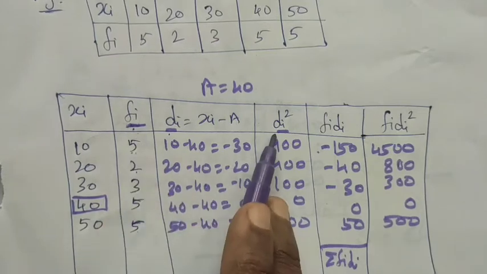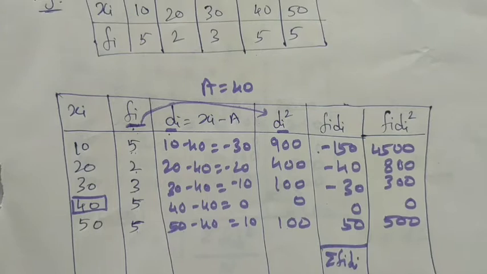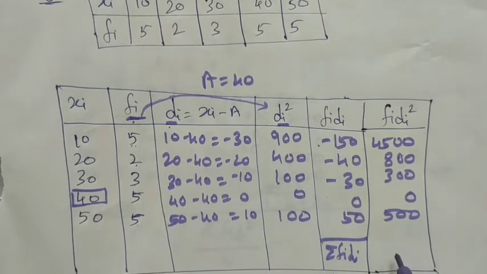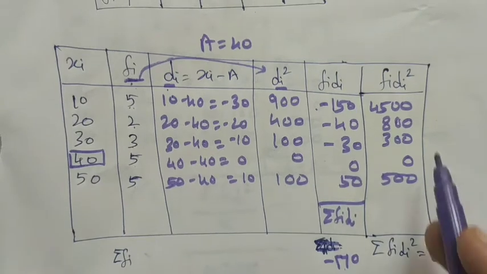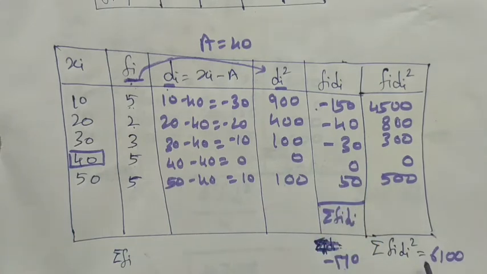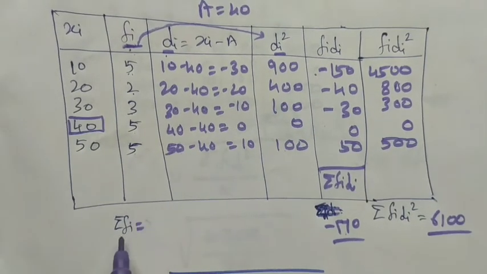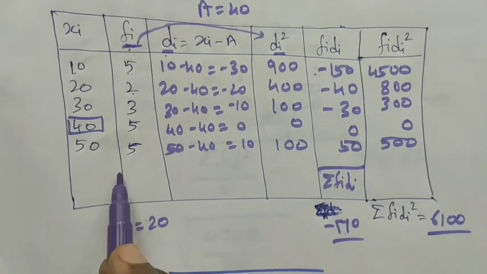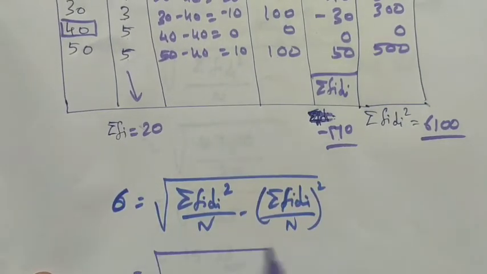So fi is multiplied with di square. Now we have to find the value of summation of fi di square. When we add these we get 6100, and here we have minus 170. The summation of f is equal to 20 students. Now substitute in the standard deviation, the assumed mean method formula.